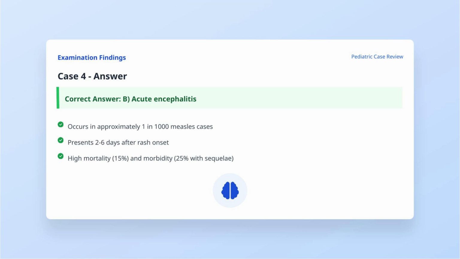Acute encephalitis. Measles encephalitis occurs in approximately 1 in 1,000 measles cases and typically presents 2 to 6 days after the rash appears. It manifests with altered mental status, seizures, and focal neurological deficits. This complication carries a high mortality rate of about 15%, and approximately 25% of survivors develop permanent neurological sequelae. Early recognition and supportive care are essential for improving outcomes.